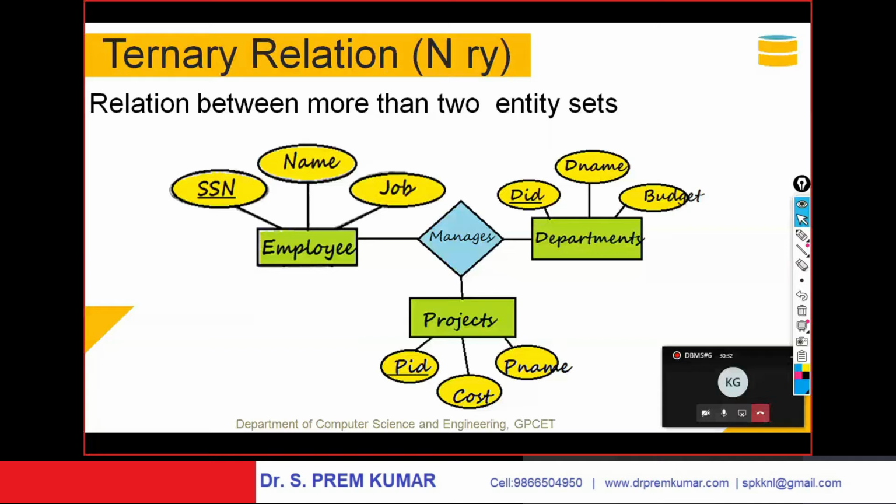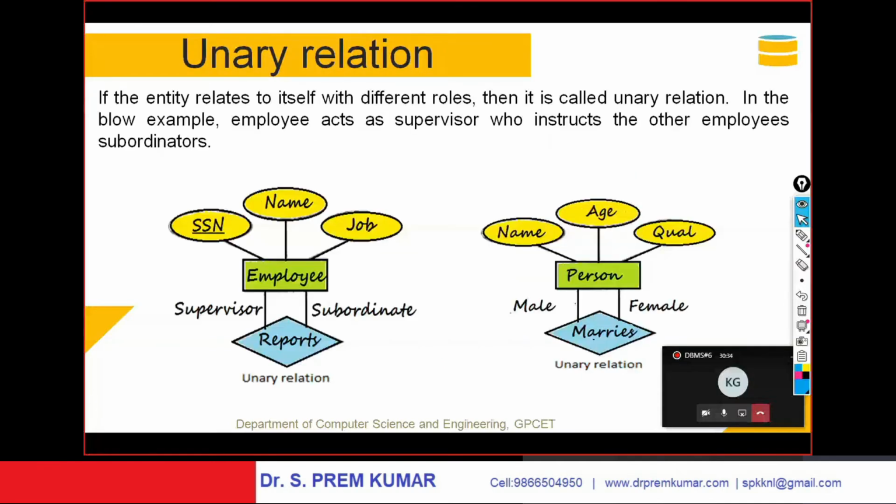Let us go ahead with the unary relation. Unary means only one. Bi means two. Ternary means three or more. Unary means only one entity. For example, you take an employee. The employee is an entity set which is identified by employee number, name and job.